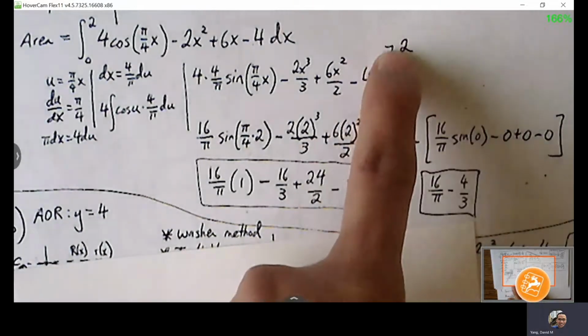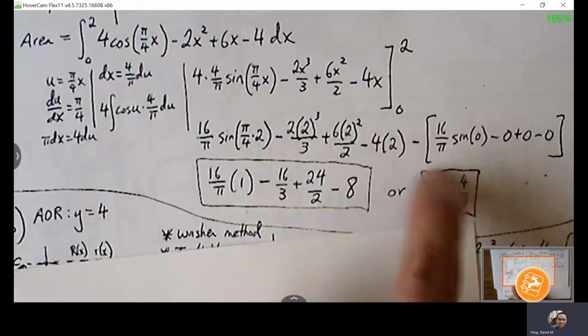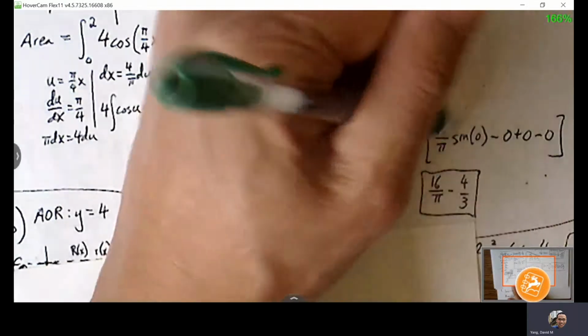Okay. Go ahead and start with the upper bound. Minus parentheses, lower bound. And sine of 0 is just going to be 0.